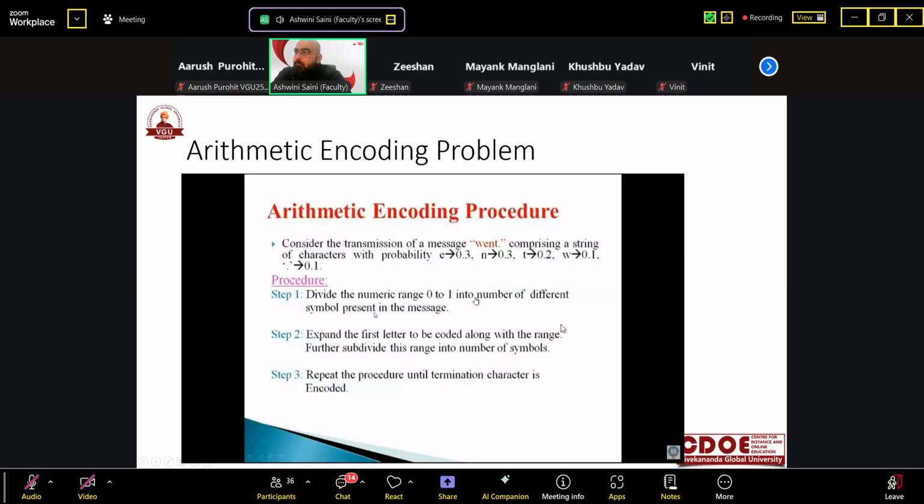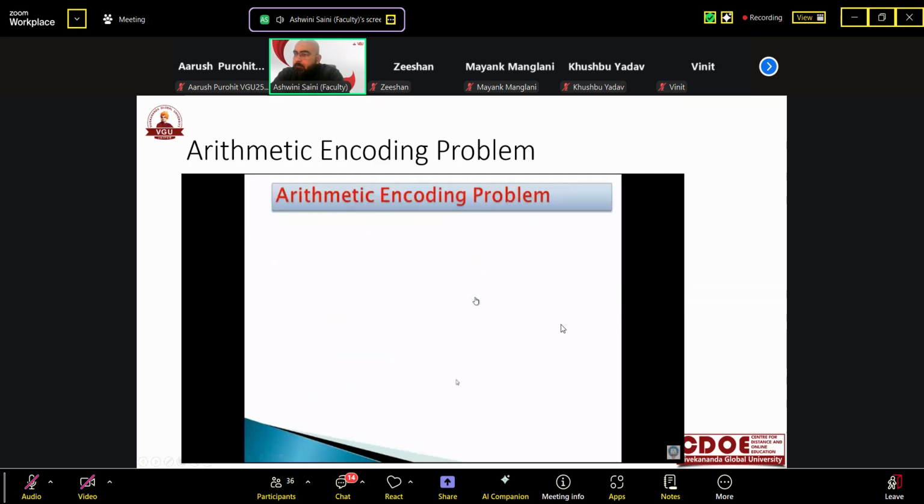Step 1. Divide the numeric range 0 to 1 into the number of different symbols present in the message. Step 2. Expand the first letter to be coded along with the range. Further subdivide this range into the number of symbols. Step 3. Repeat the procedure until the termination character is encoded. Now we will enter into this problem.